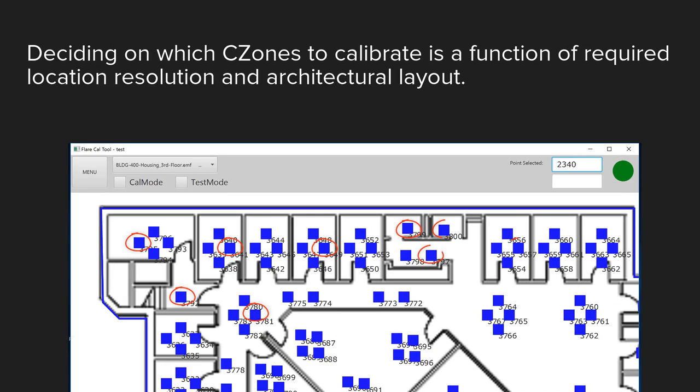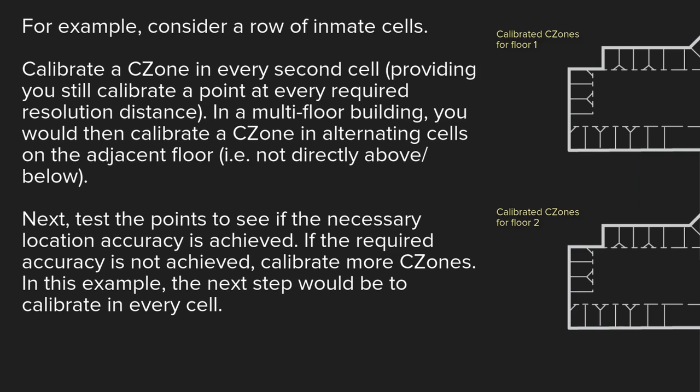Deciding on which CZones to calibrate is a function of required location resolution and architectural layout. For example, consider a row of inmate cells. Calibrate a CZone in every second cell, providing you still calibrate a point at every required resolution distance. In a multi-floor building, you would then calibrate a CZone in alternating cells on the adjacent floor, i.e., not directly above or below.